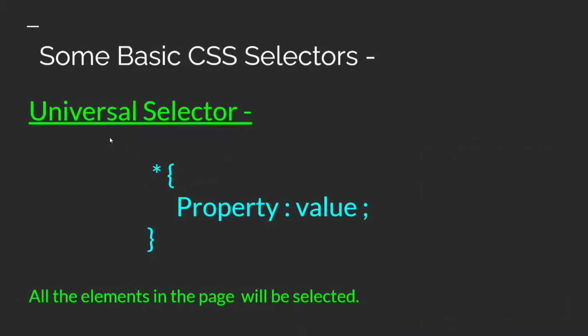So the next one is the universal selector, and for that we use a star symbol for selecting all the elements present in the page. So when we apply a property, it will affect all the elements present in the page. We use this selector for some specific purposes, like when we want the same font to apply on the whole page, then we'll use this universal selector.